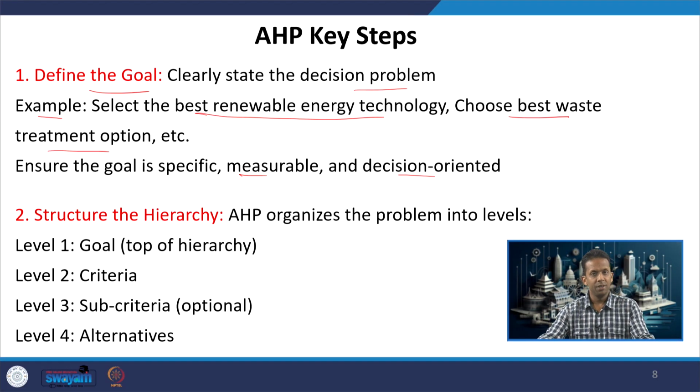Step 2, structure the hierarchy. Once the goal is set, you organize the problem into 3 levels or 4 levels depending on whether there are sub criteria or not. So, on level 1 you have the goal, then criteria, then in level 2 sub criteria, and then finally alternatives. You make the tree structure.